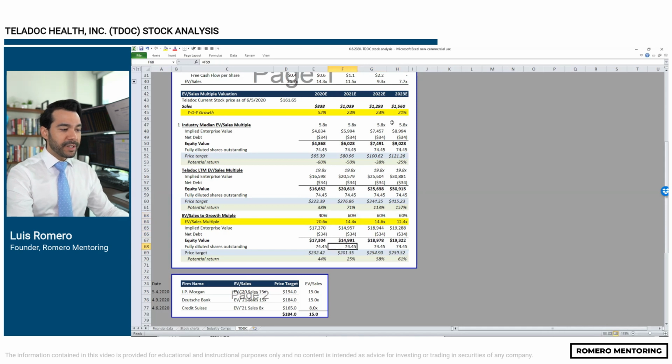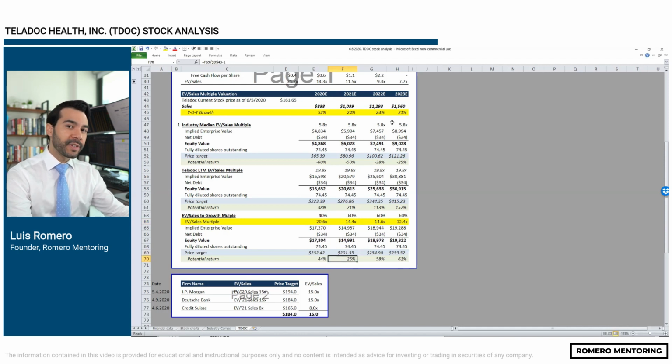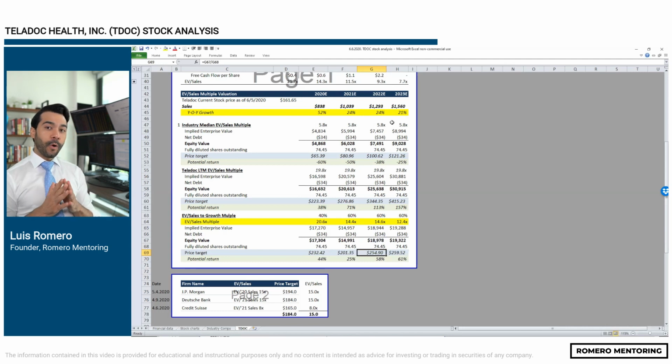Look at the share price increase then. If you're paying 60% of that growth in the form of a multiple, the multiple then for 2021 becomes 14.4 times, and that will give you a stock price of 201. That's up 25%. If you apply the same logic or process for 2022, the multiple becomes 14.6. And then if you multiply that multiple by revenue, you solve for your equity, you divide equity by shares outstanding, and you get your stock price. You get a stock price of 254.